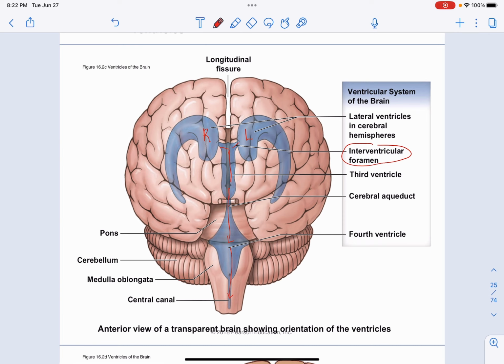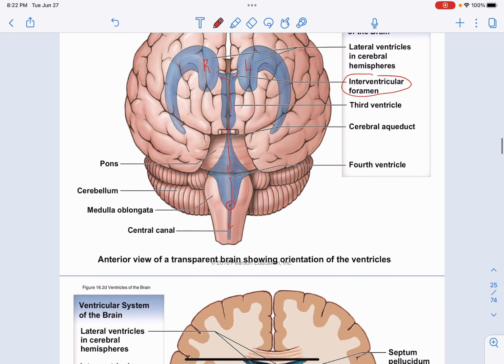There is a hole, a foramen, on the top of the fourth ventricle, right here, that is going to send cerebral spinal fluid to the subarachnoid space. And I'll show you that in another diagram in the slide after the next.